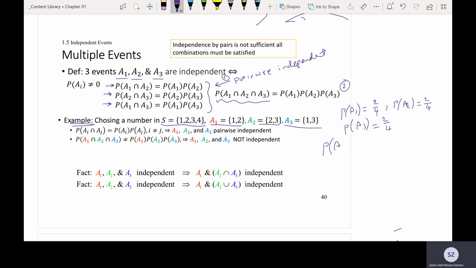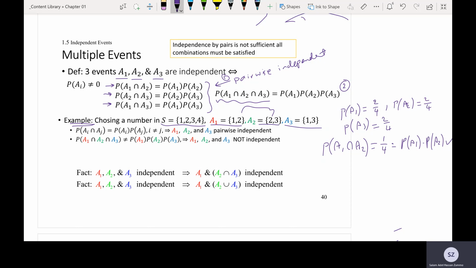Okay. What about the probability of A1 intersect A2? A1 intersect A2, how many common elements are between them? Only the two, right? So basically we have 1 over 4. Is it equal to the product, half multiplied by half? Okay, so basically it's equal to the probability of A1 multiplied by half. So this is the first pair, A1 and A2 are independent.